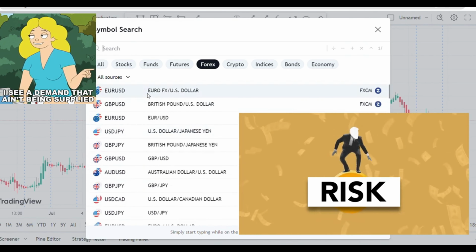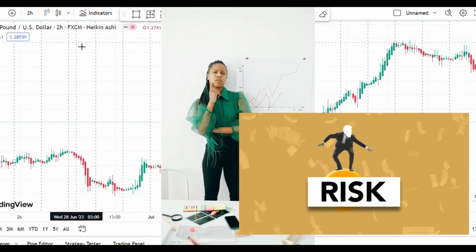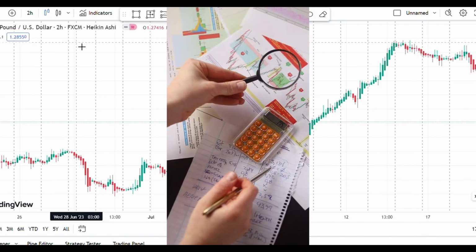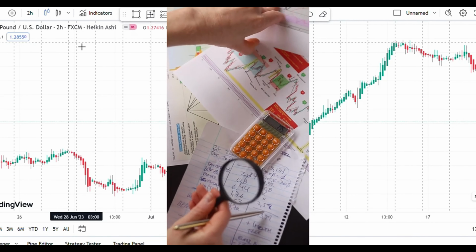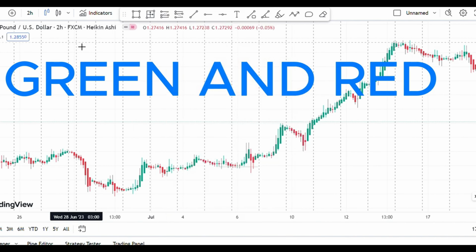If people are buying euro, then the movement goes up. And if they stop, the movement goes down. The upward and the downward movement is what is called bullish and bearish. Bullish is the upward movement indicated in green. Bearish is the downward movement indicated in red.